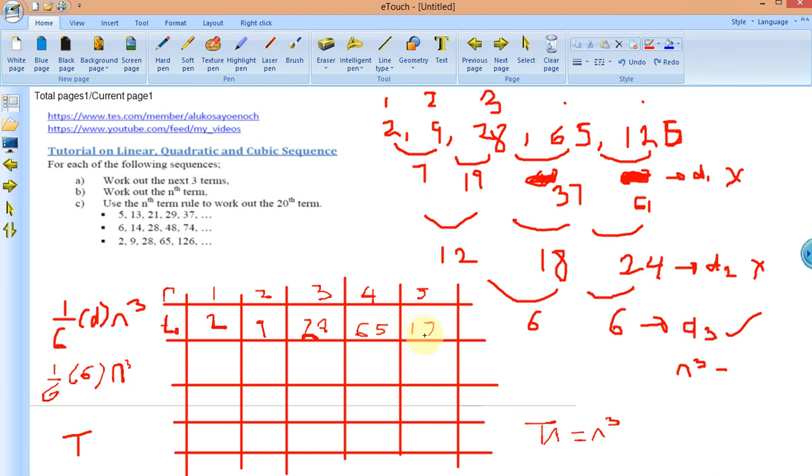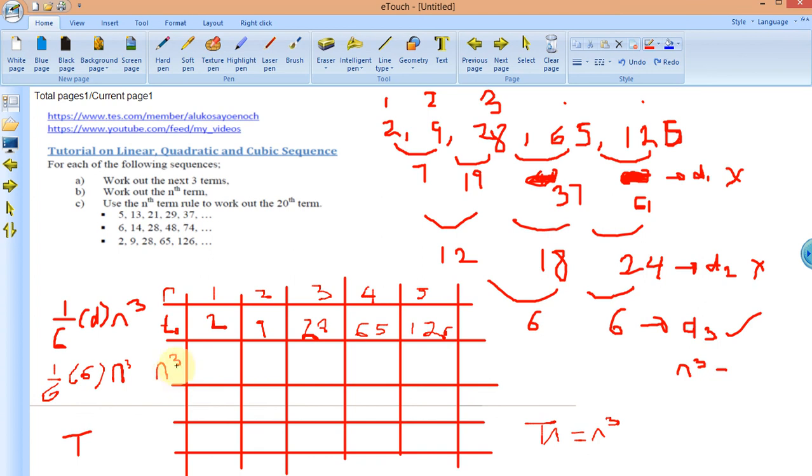Okay, so when we use this method, the third difference is 6, and we use this formula to generate n³. So n³ is the first part of the formula. Let's generate n³ now. That is not n³, guys.